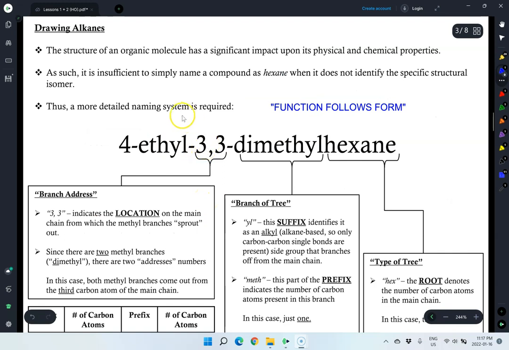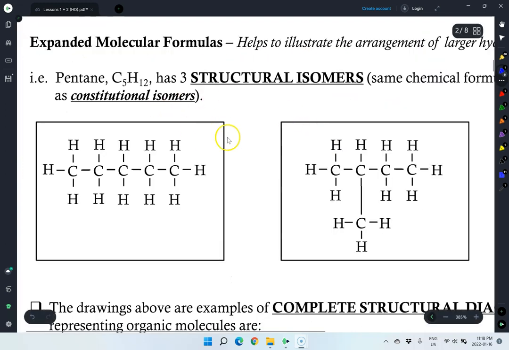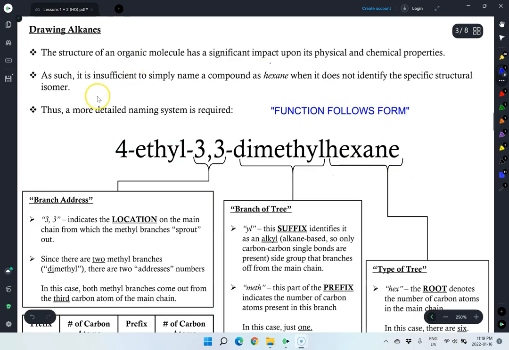Now, if you'll recall from previous lessons, function follows form, which means that the structure of an organic molecule has a significant impact upon its physical and chemical properties. Due to isomerism, whereby the same chemical formula can result in different chemical structures, a more detailed naming system is required to specifically tell the reader which version, which isomer, which structure we are referring to. So let's take a look at this example over here and chunk it into smaller pieces to see what each part represents. One way to look at organic nomenclature is to think of it as a tree.